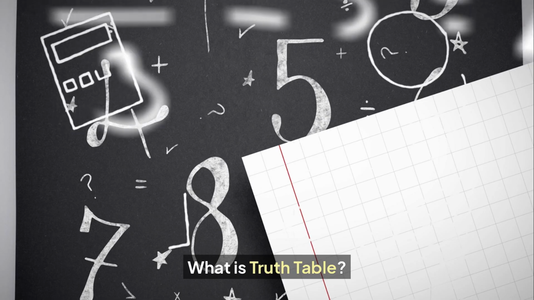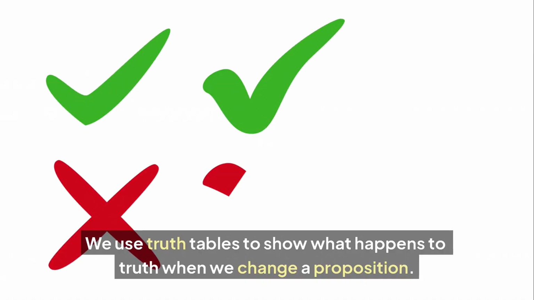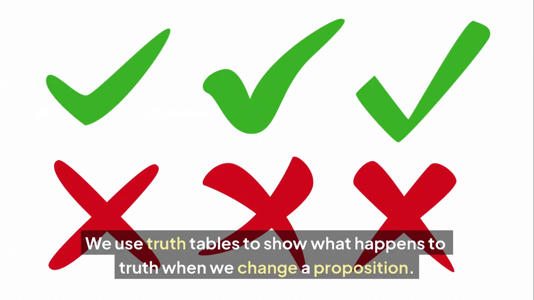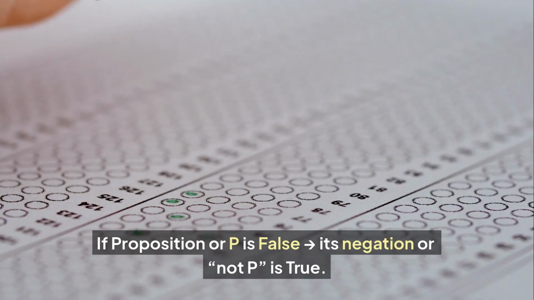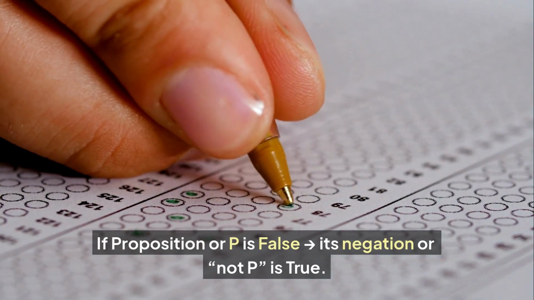What is a truth table? We use truth tables to show what happens to truth when we change a proposition. Here's the idea. If proposition P is true, its negation, not P, is false. If proposition P is false, its negation, not P, is true.